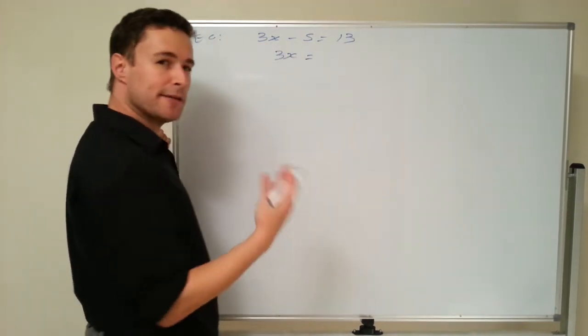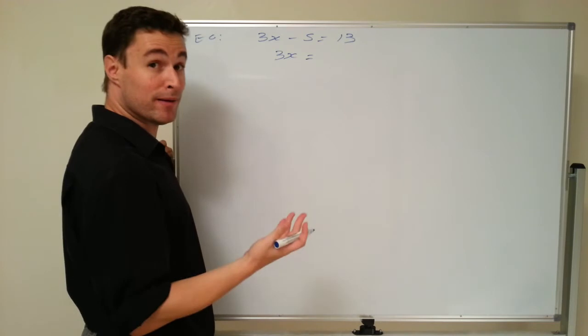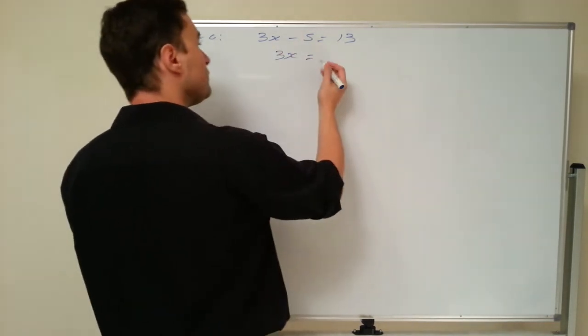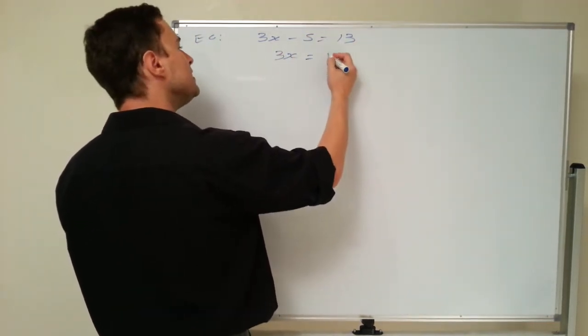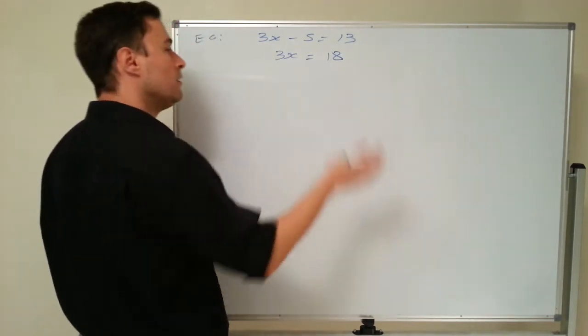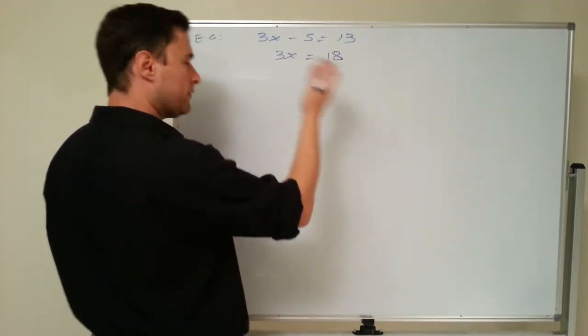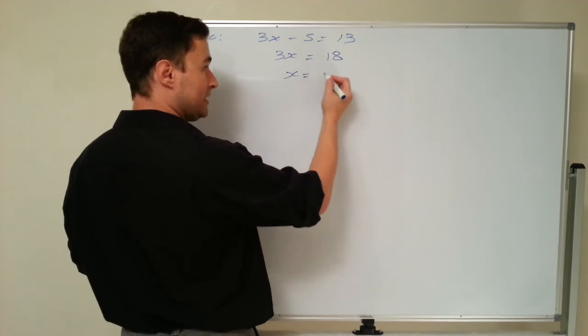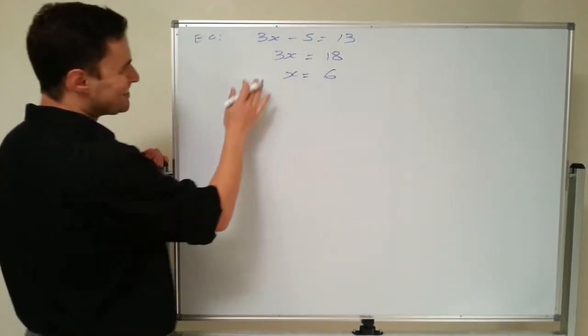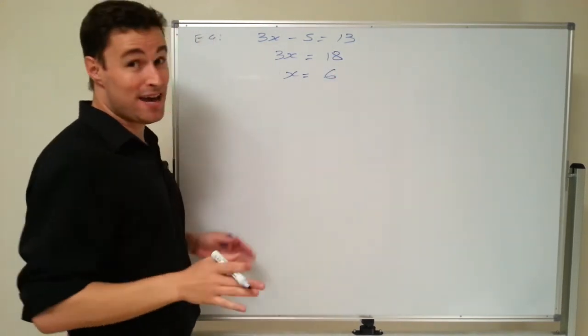3x equals, I'm going to skip a couple of steps here to show you the minimum layout. 13 plus 5, opposite of minus 5 is plus 5, is 18. Okay? Now, after times by 3 is divided by 3. x equals 18 divided by 3 is 6. This is, as far as I'm concerned, the bare minimum.